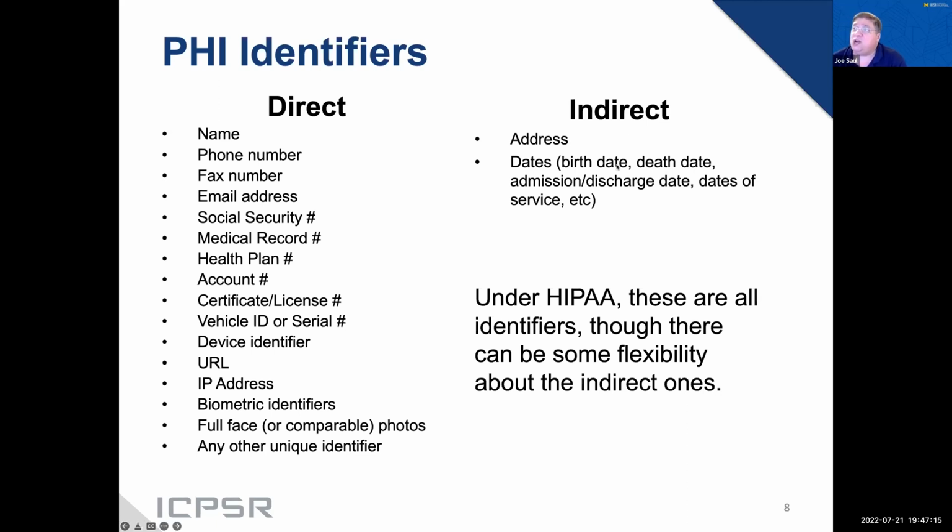Identifier. And indirect identifiers: address, dates of events related to the care of the individual. These are all identifiers under HIPAA, right? There can be some flexibility. You can throttle the granularity of the indirect ones, but they're all considered identifiers, and that's not always the case in social science data, I've found, with the indirect ones. I think everybody would agree the directs are identifiers.